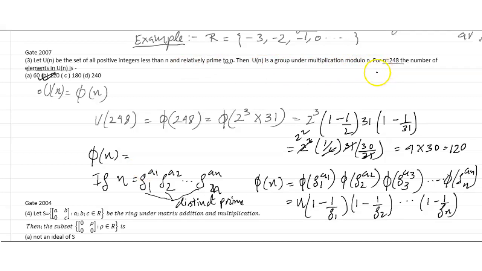As n equals 248, 248 equals 8 into 31, because 8 into 8, 3 into 8 gives 248.